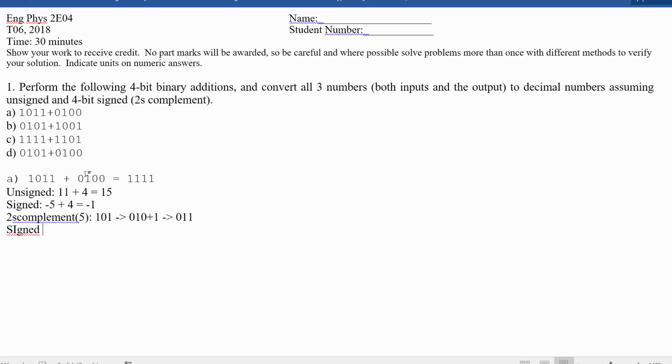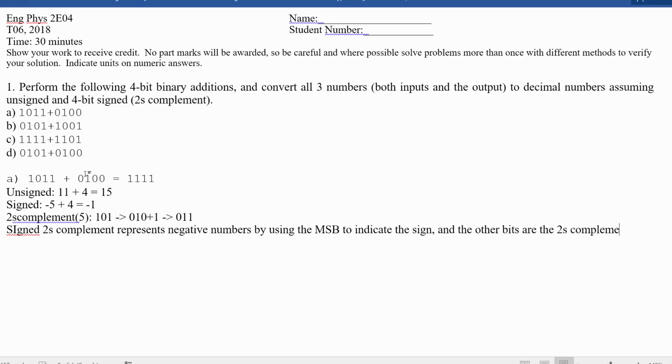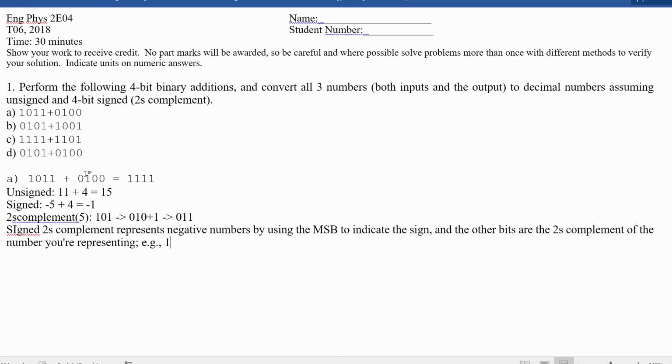Now, signed 2's complement represents negative numbers by using the most significant bit to indicate the sign, and the other bits are the 2's complement of the number you're representing. For example, 1011 means negative 5, since 011 is the 2's complement of 5. So this is the sign, and this is the 2's complement of the number that you're representing.